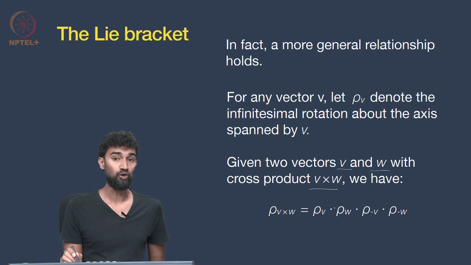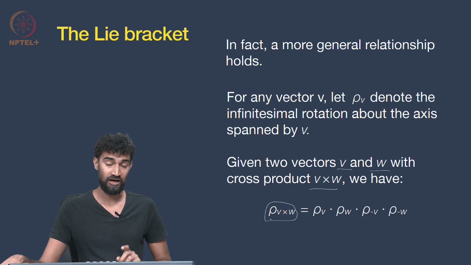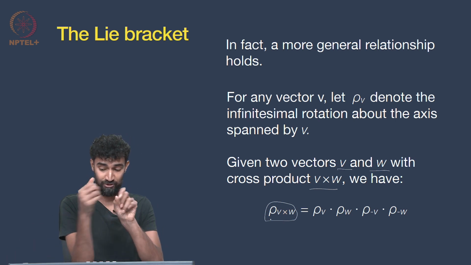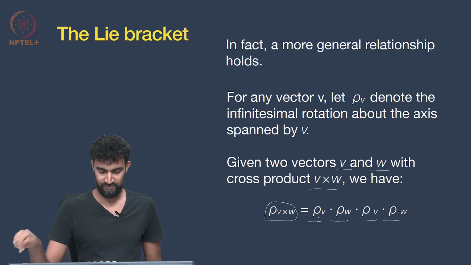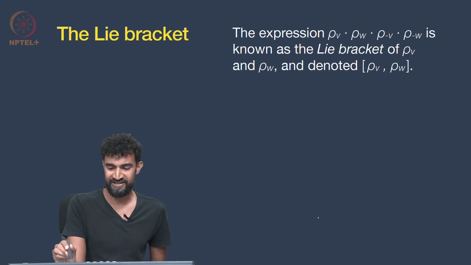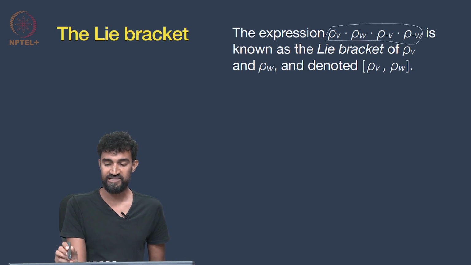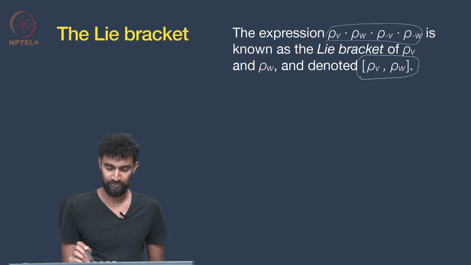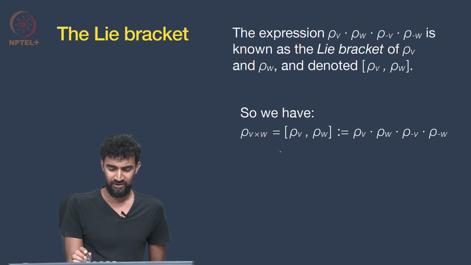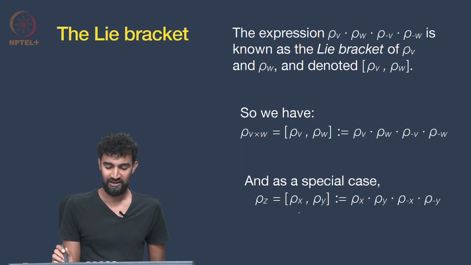Given these three vectors, we have the following relationship. Rho v cross w, that's the infinitesimal rotation in the direction of v cross w, is equal to rho negative w times rho negative v times rho w times rho v. This expression that I just wrote is known as the Lie bracket of rho v and rho w, and it's sometimes denoted bracket rho v comma rho w. So another way of writing this relation is that rho v cross w is equal to the bracket of rho v and rho w. And as a special case, we have that rho z is equal to the bracket of rho x and rho y.